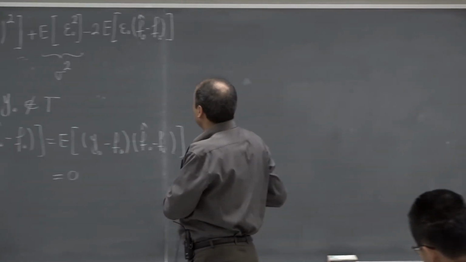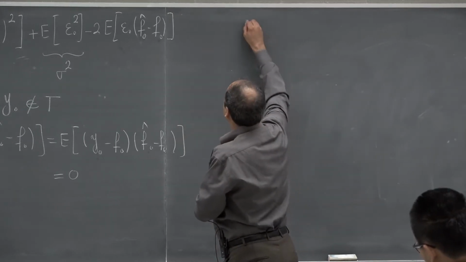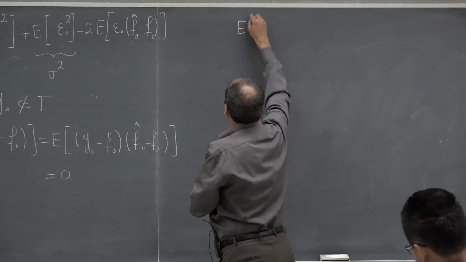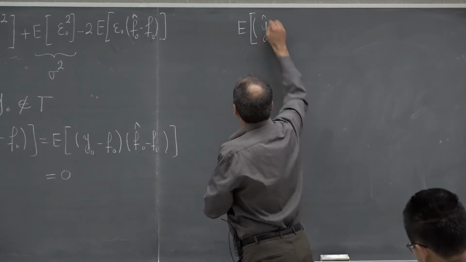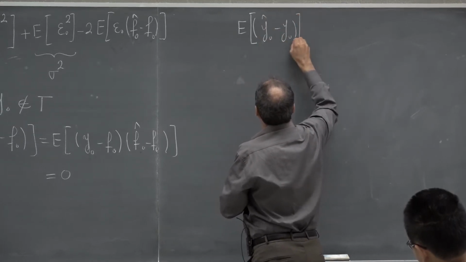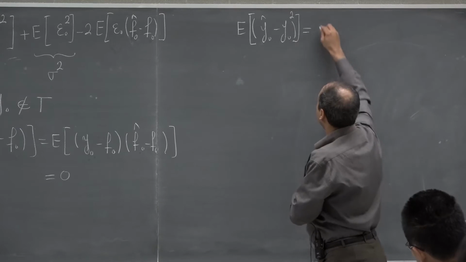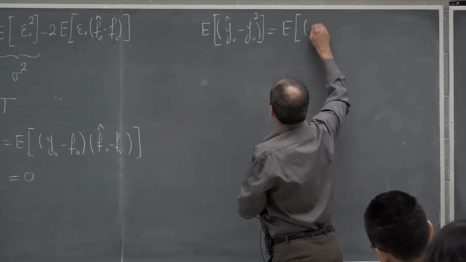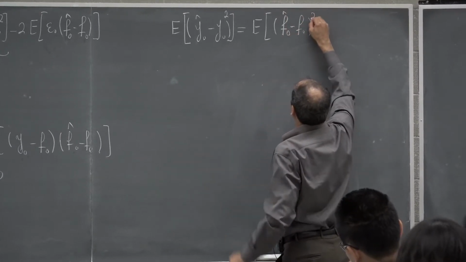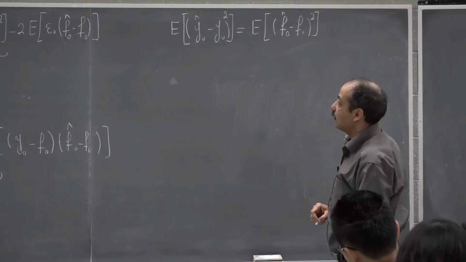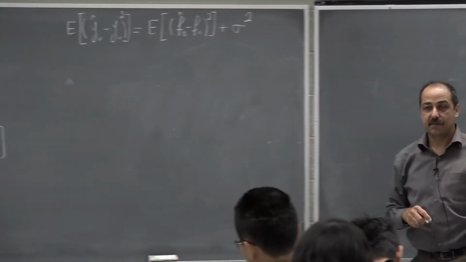Okay. So since it's 0, I can say that the expectation of (y hat minus y) squared is equal to the expectation of (f hat minus f) squared plus sigma squared. And the third term is 0.